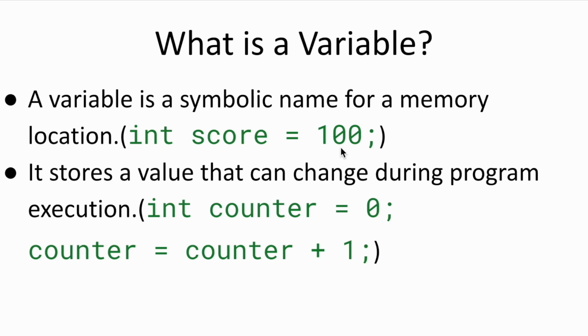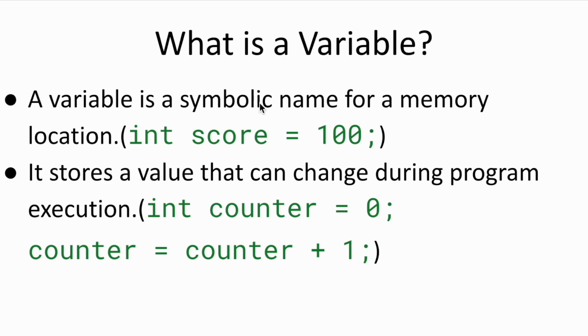When we write int score equals 100 in Java, we are doing three things at once: reserving space in memory, a specific number of bits based on the type, which in this situation int needs 32 bits, accessing a value, in this case the number 100, labeling that memory location with the name score.